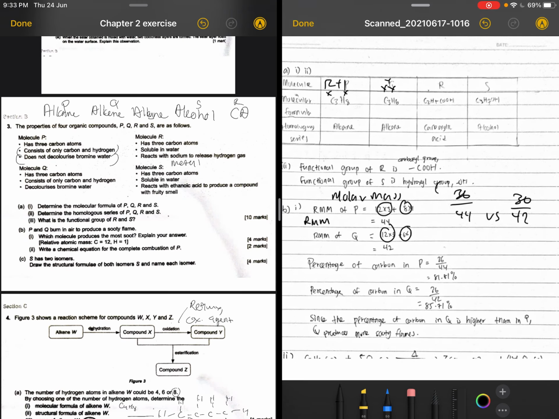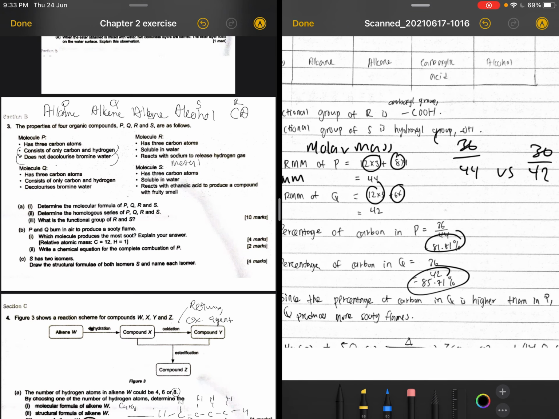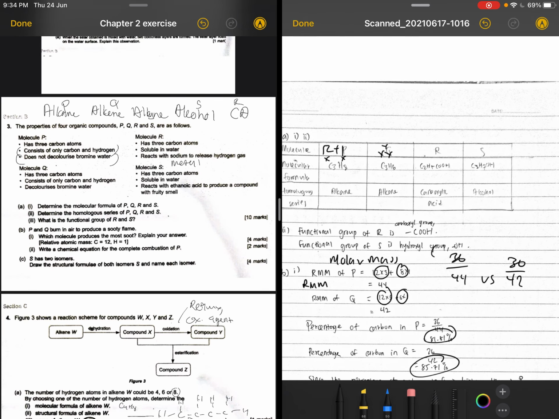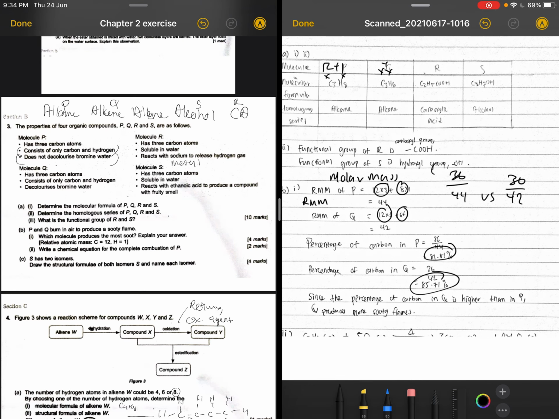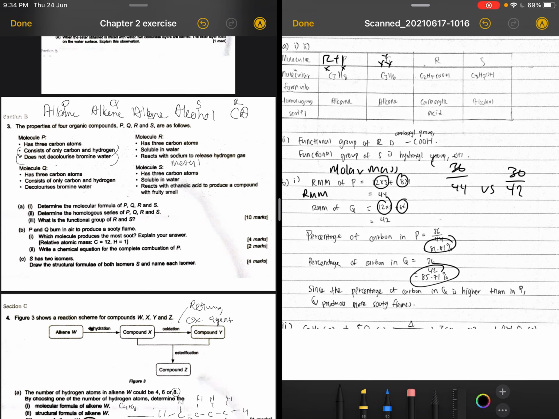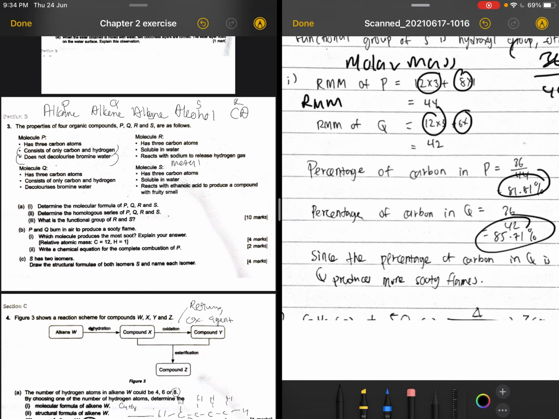So the percentage of carbon in P is 36 over 44, and then convert it into a percentage. So I got 81.81% and 85.71%. The higher percentage means, as I said, a higher concentration, like there is a larger presence of carbon in the alkene. If it has a larger presence of carbon, then it will produce a more sooty flame. So yeah, basically that's how you solve it. The one with a higher percentage is the one that produces more sooty flame.